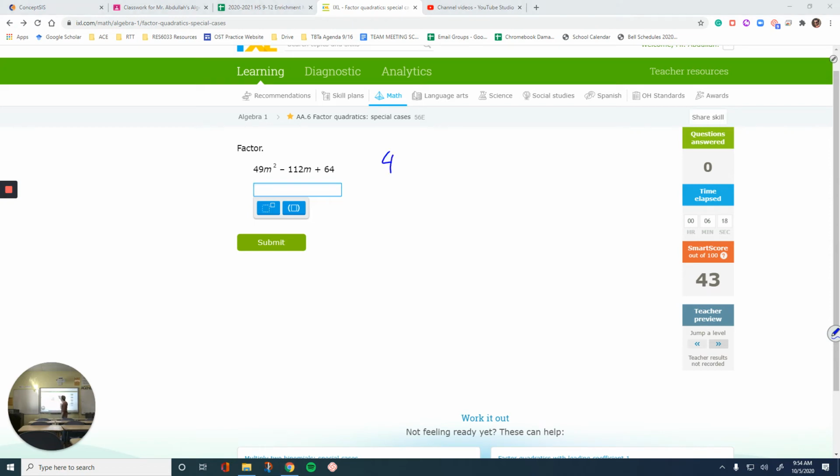Okay, 49, let's start with blank. 49m squared minus 112m plus 64. So my instinct tells me that this is 7m times 7m. 7 times 7 is 49, m times m is m squared. And this one, I'm going to try to do it this way, 8 times 8. So when I multiply these two, I need a positive 64, so I can set it up this way.